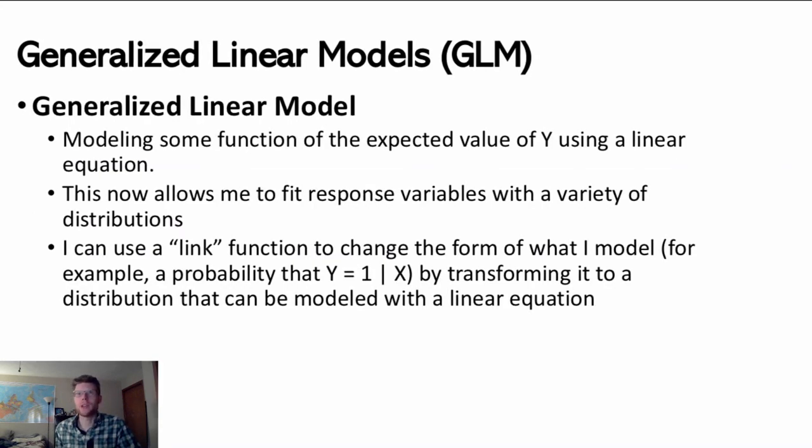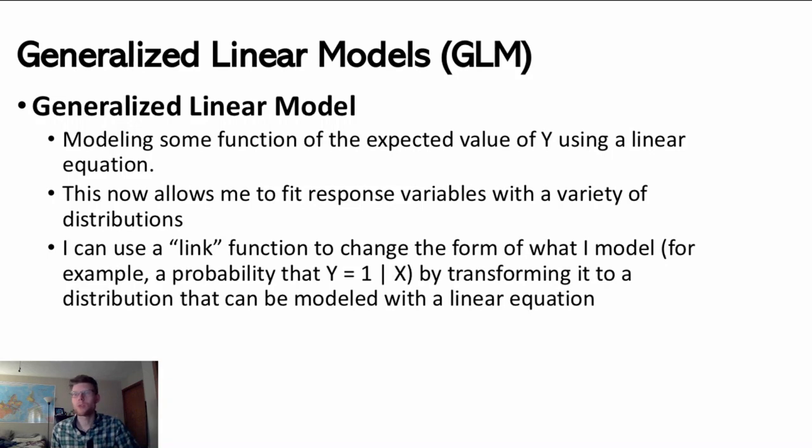So that's where a generalized linear model comes in: modeling some function of the expected value of y using a linear equation. So not just directly modeling the expected value of y, but modeling a function of the expected value of y. And now that we have some flexibility with that option, we can choose a function of the expected value of y that does model well with a linear equation. We call this function the link function. This link function is what links together our prediction of the response, our expected value of y, to a linear equation.